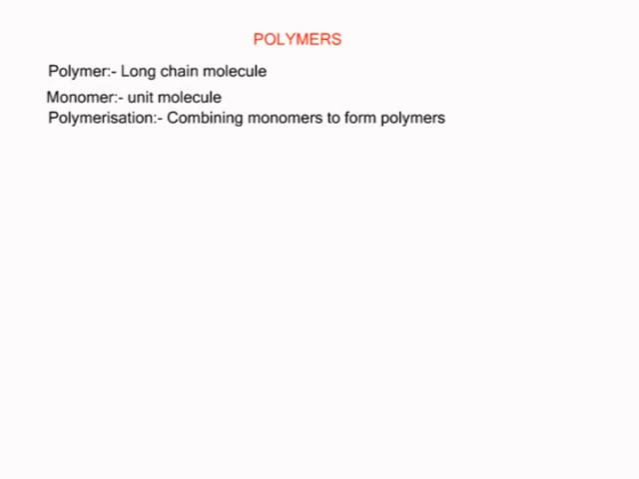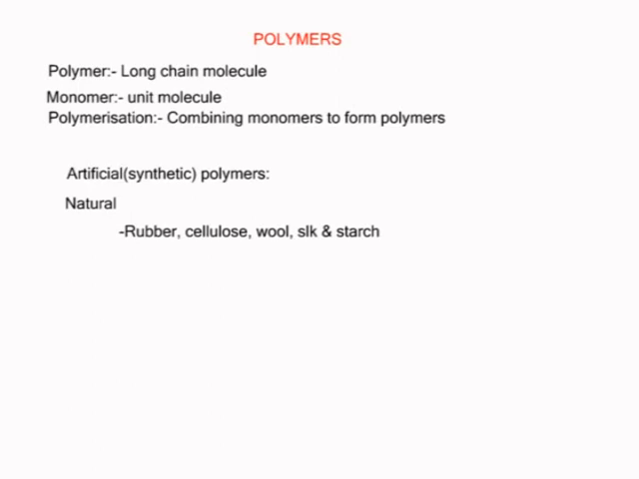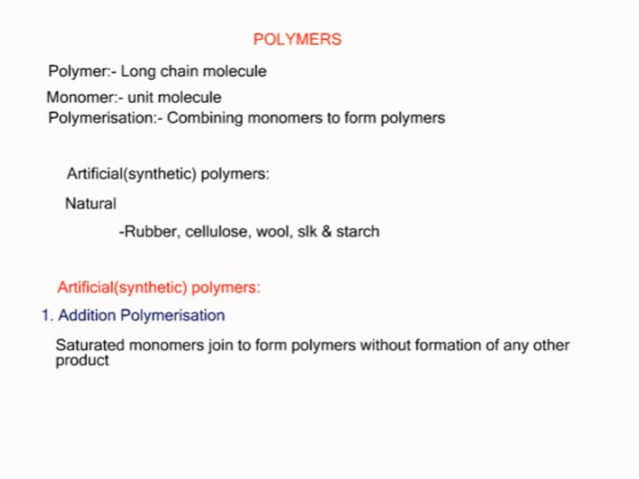Polymers may be man-made or synthetic, or they may be naturally occurring. Rubber, cellulose, wool, silk, and starch are examples of naturally occurring polymers. Now, synthetic polymers may be made by two methods, and these are addition polymerization and condensation polymerization. Addition polymerization occurs when unsaturated molecules, that is monomers, join to form a long-chain molecule called a polymer without the formation of any other product.